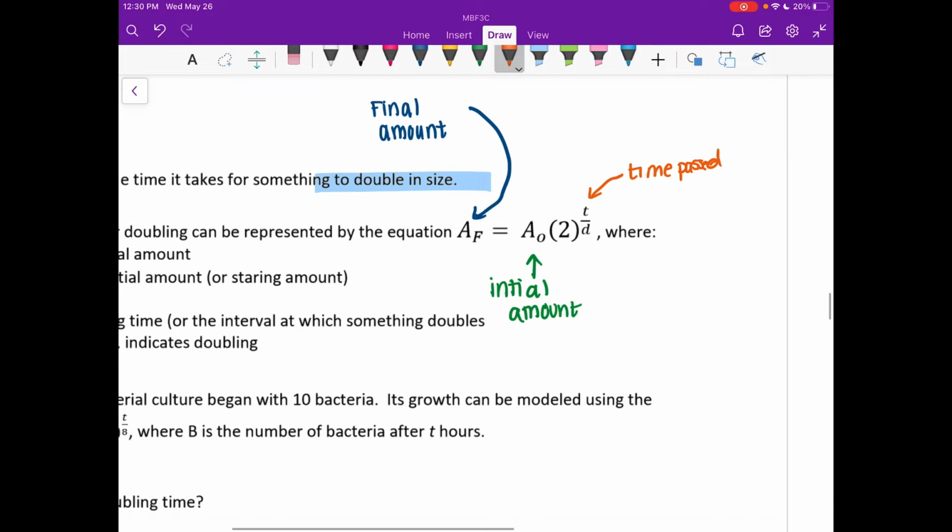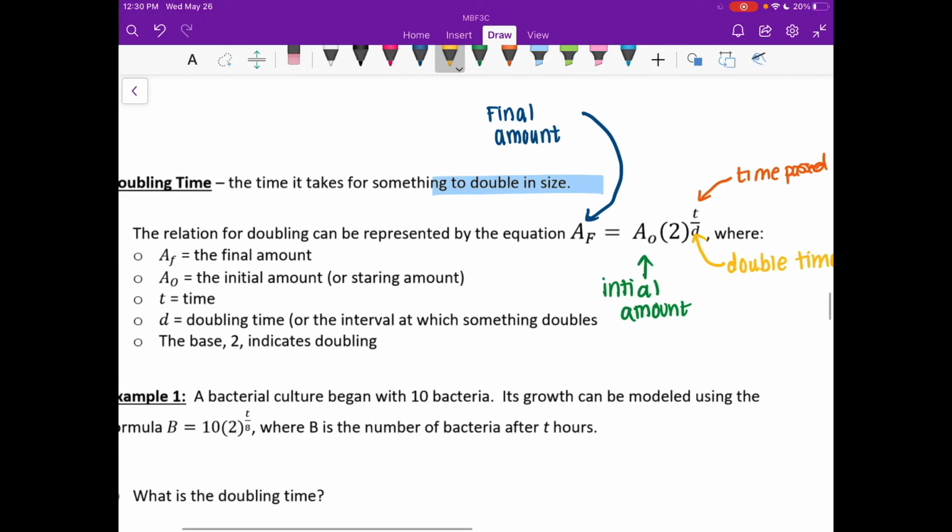Time passed. And D in this situation is something new you're learning here, which is doubling time. And we'll tell you when something is doubling time. I'll tell you the doubling time is blah, blah, blah. So you'll put that as D. Right? And the base of 2 basically just represents that something is doubling, right? So this base 2 indicates that something is doubling. So whenever I ask you on a test or a quiz, how do you know that something is doubling? You can just go and write like the base of this function. The number in the brackets is a 2. So I know that something is doubling. Cool.